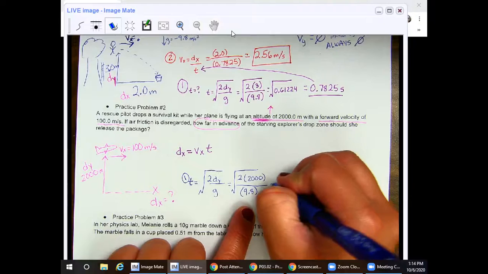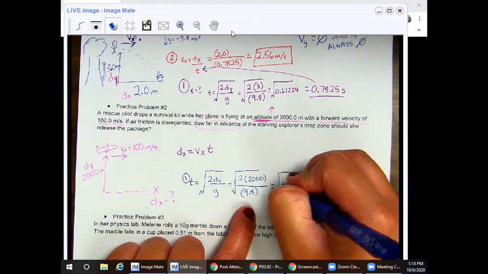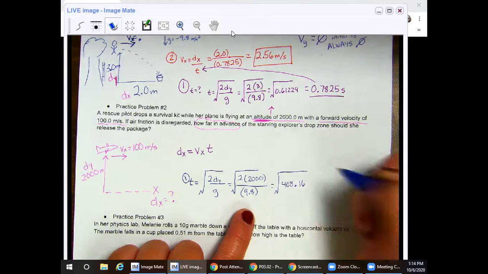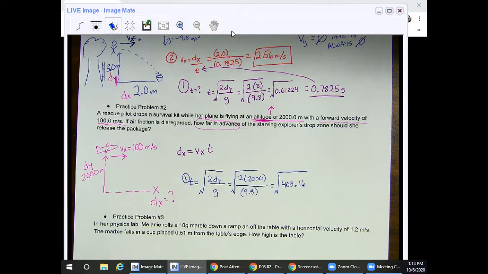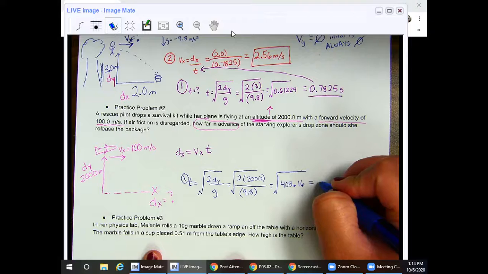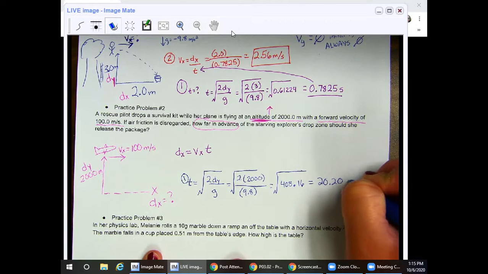So when we're plugging everything into our calculator, 2 times 2,000, 4,000, divided by 9.8. We'll keep the 408.16. Remember, don't round until the very end because that's going to change your answer. So when you square root that, you should get 20.20 seconds.